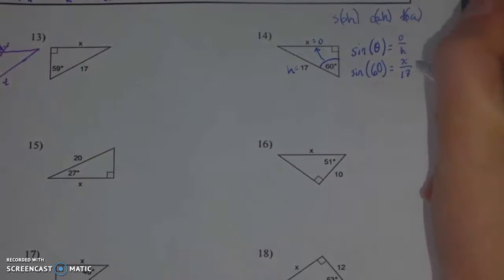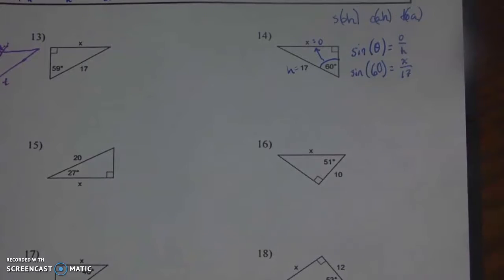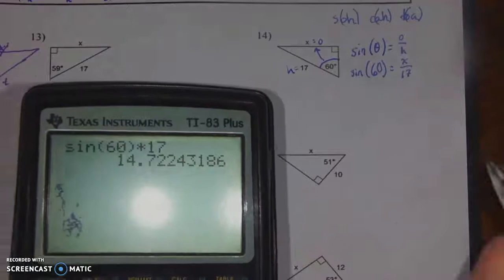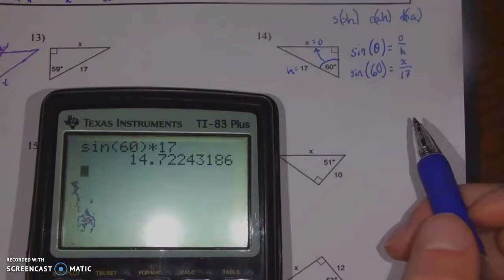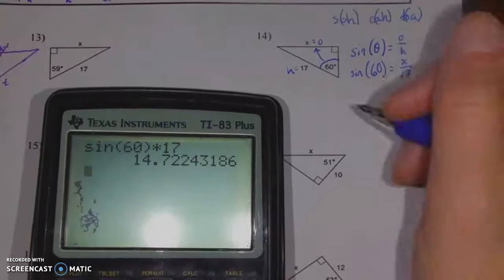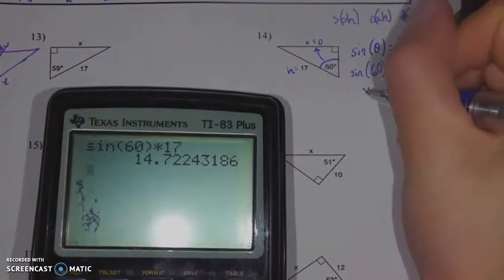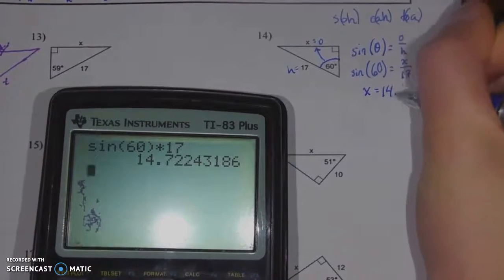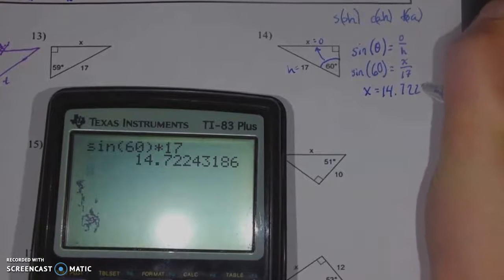So in this case, to get x by itself, I have to undo the division and multiply both sides by 17. So the sine of 60 times 17 will give me my answer, and that is 14.7224. So go ahead and write that down. If you got that one right, nicely done.